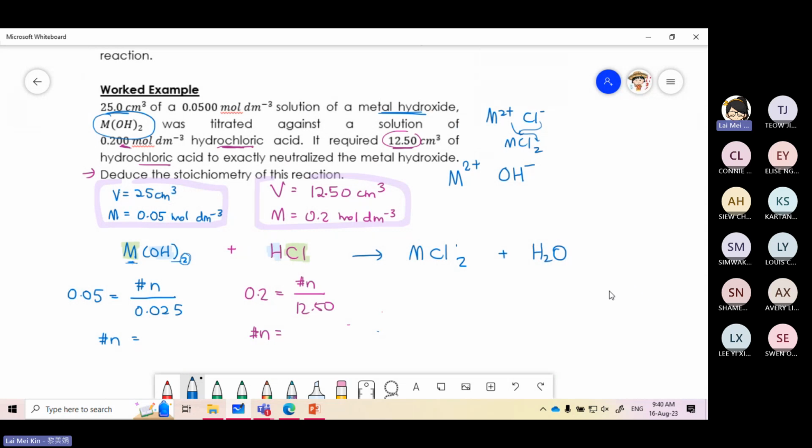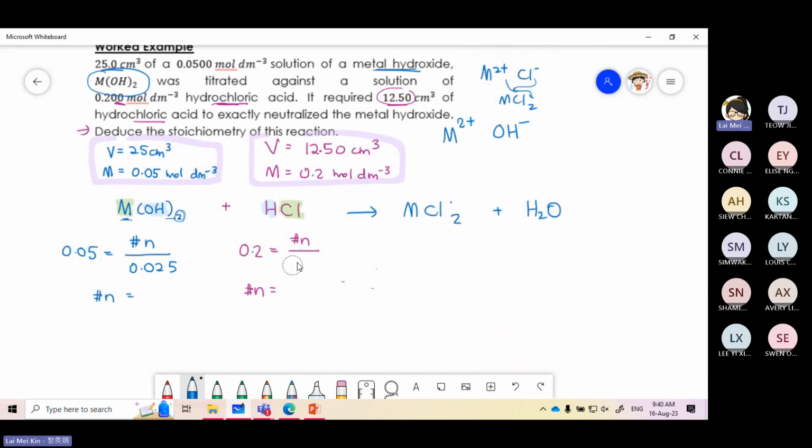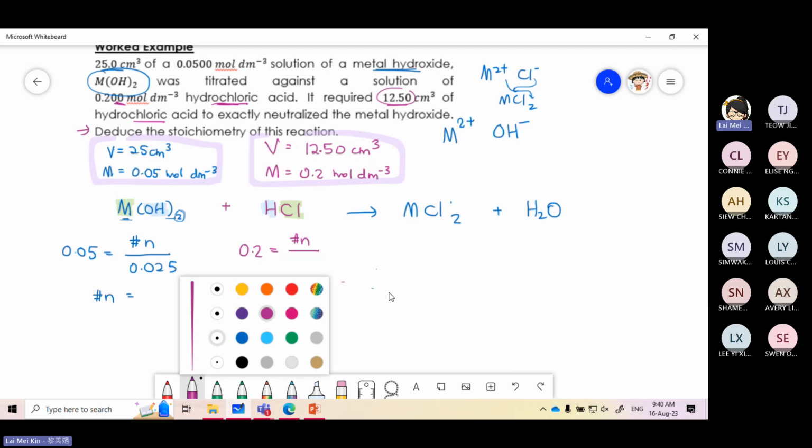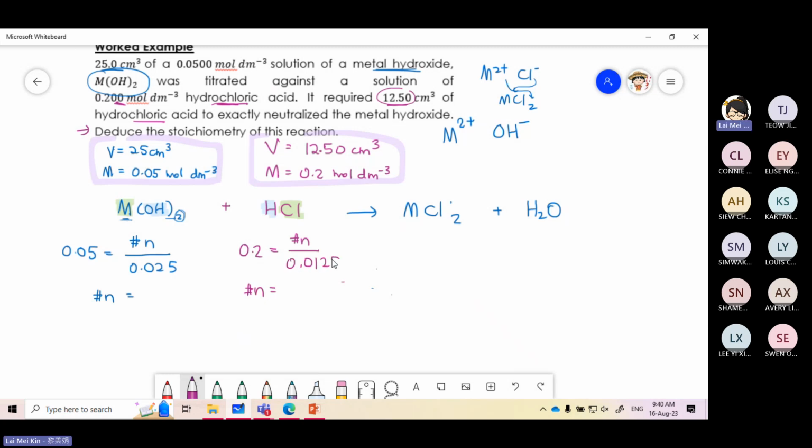0.0? Oh, yes. Okay, thank you. Very good. Yes, thank you very much. Yes, you are correct. So what's the number of mole here? 1.25. And this one? Times 10 negative 3. What about your HCl? 2.5 times 10 negative 3.